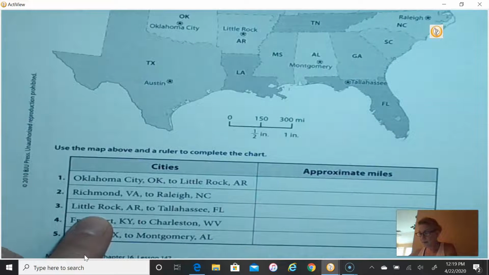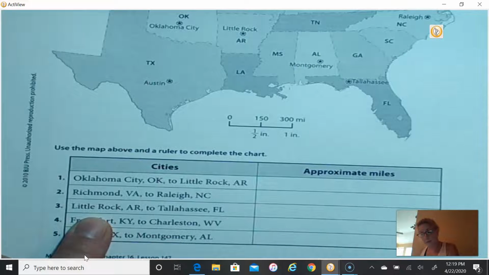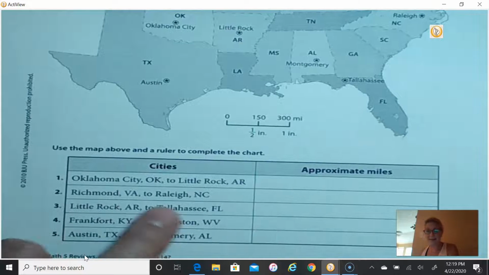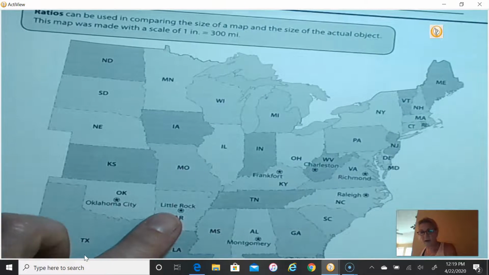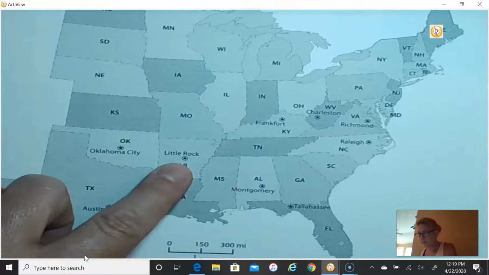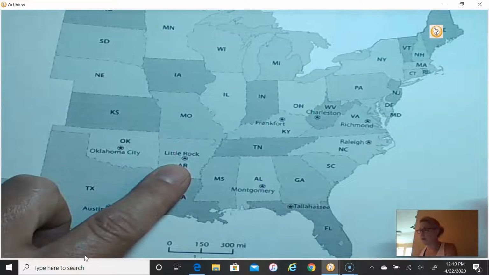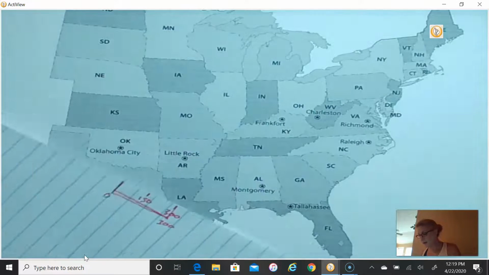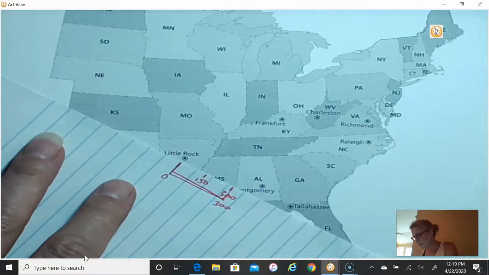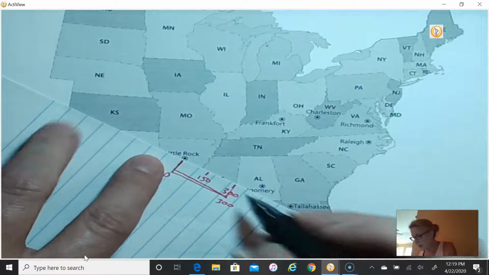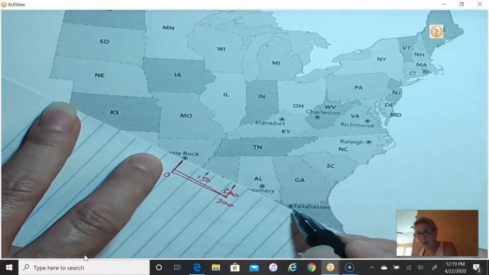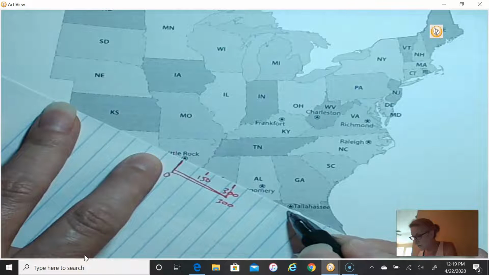Okay. Now, number 3 is we're going from Little Rock to Tallahassee, Florida. Ooh, that's going to be a drive. Little Rock to Tallahassee. All right, here we go. Little Rock, Arkansas is right here. Tallahassee, Florida is right there. All right, look. Here's what I'm doing. I got my 0 on Little Rock, but I got to go all the way down to here.